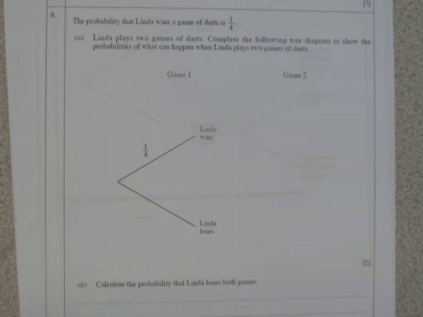Right, question 9. The probability that Linda wins a game of darts is 1 in 4. Linda plays 2 games of darts. Complete the following tree diagram to show the probabilities of what can happen when Linda plays 2 games of darts.